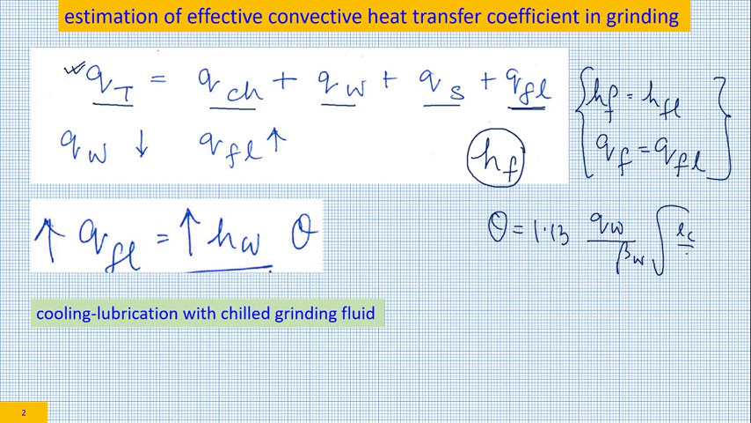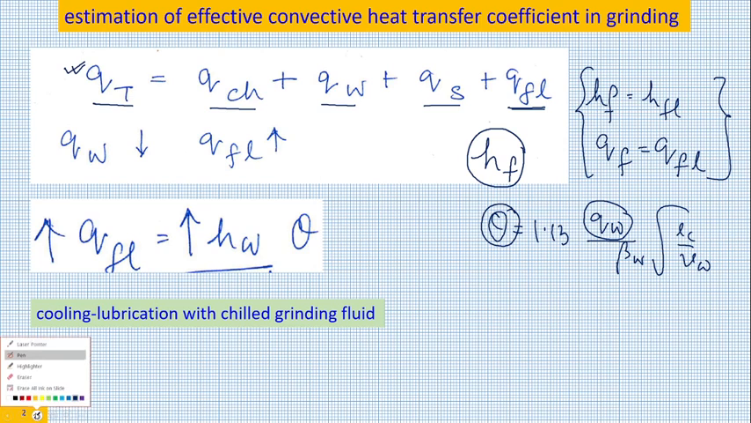Now we all know that theta is equal to 1.13 QW divided by beta W root over LC by VW. This has been arrived at from the initial equation of Jaeger's. So if we reduce QW, the temperature rise will decrease. So somehow we have to reduce QW. How do we do that? To reduce QW, these quantities are to be increased. Then only QW will go down.